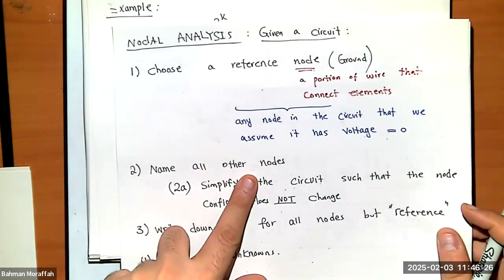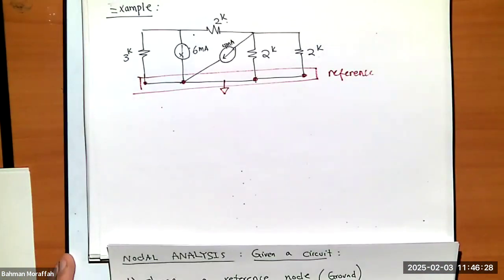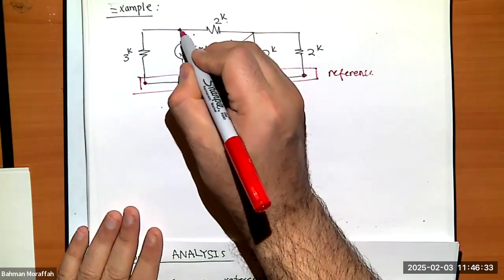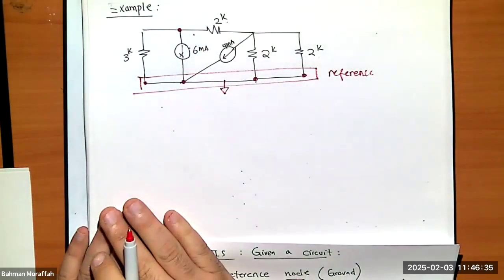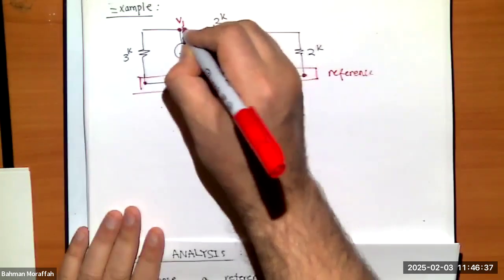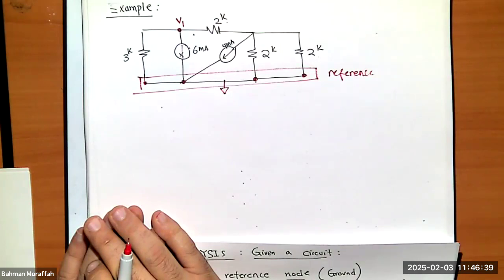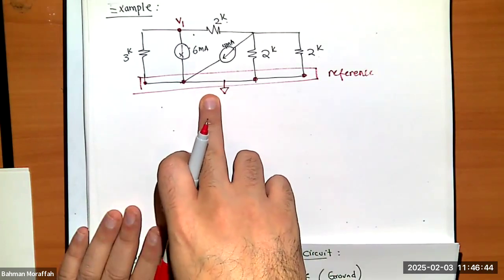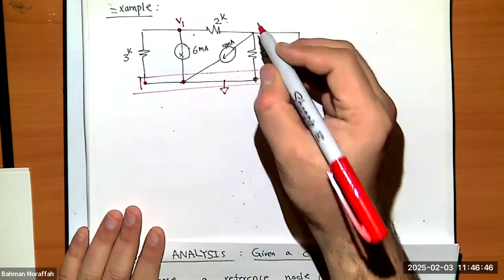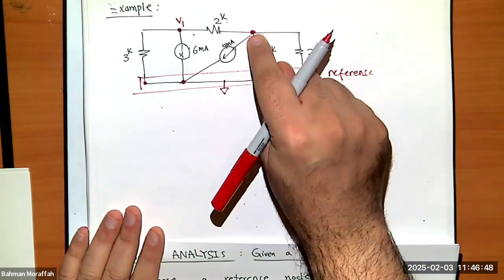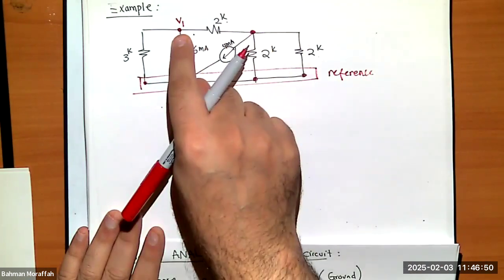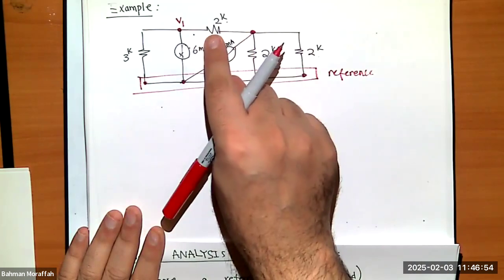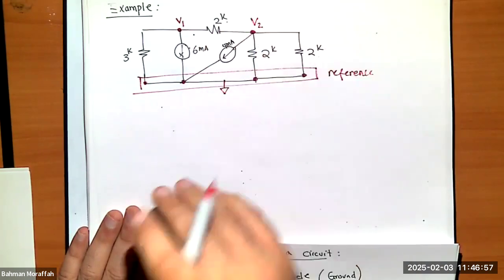Name all other nodes. Well, let's determine what nodes are. I'm claiming this is a node. I'm going to call it V1. Is that a node? Obviously, it's a node, and it's completely different than this ground. How about this guy? Is this a new node? Or is it the same as V1? That's a new node, right? Because there is a voltage drop across this guy, so this is going to be a new node.